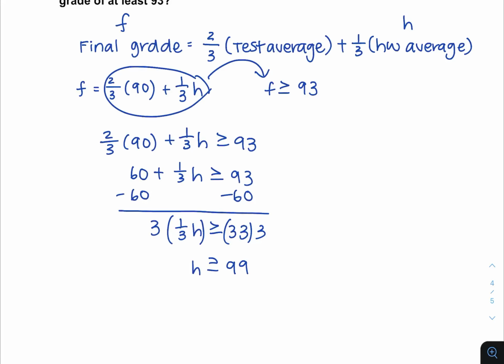So Claire's homework average must be at least 99 in order for her to have a final grade of at least 93. And these are our lessons for today.